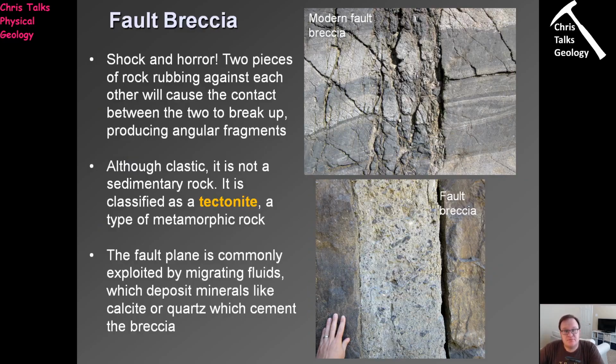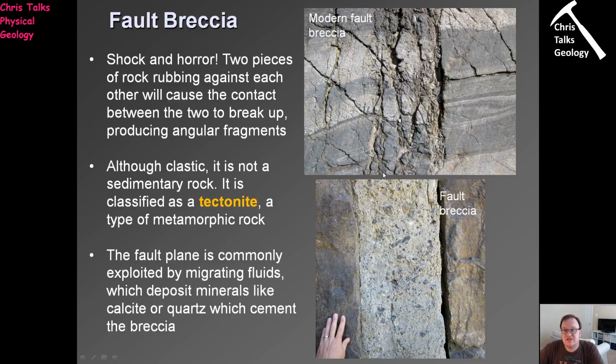So, shock horror, when you have two pieces of rock that rub against each other, the contact between the two will be quite abrasive and it will cause the contact to break up and it will produce lots and lots of angular fragments. As we can see in both of these images here, we have one block here, one block here. This is obviously the fault plane here. And in this case, one block here, and obviously this is our fault plane right here. You can see the fault plane is full of lots and lots of angular pieces of the rock.